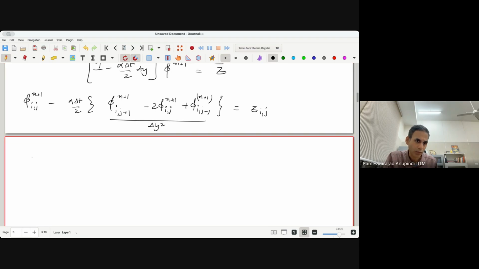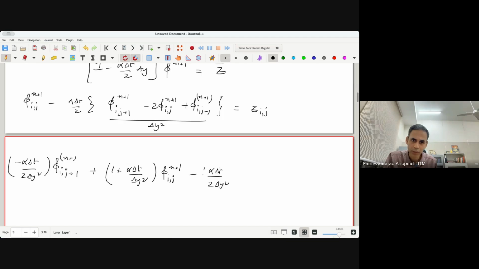Okay, that means what would this be? This would again be minus alpha delta t by 2 delta y square of phi i j plus 1 at n plus 1, plus we have 1 plus, the 2 gets cancelled in this case. So this is going to be alpha delta t by delta y square phi i j at n plus 1. And then we have minus alpha delta t by 2 delta y square phi i j minus 1 at n plus 1 equals z i j. This was already obtained.